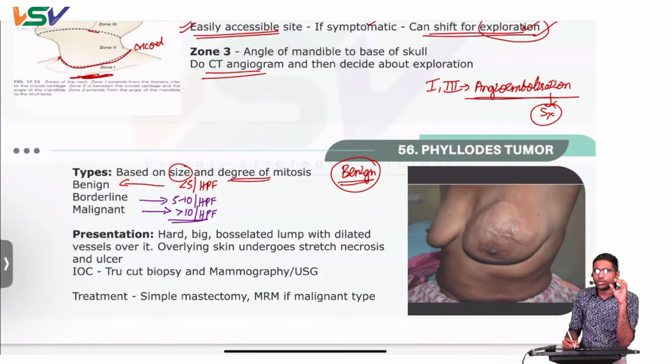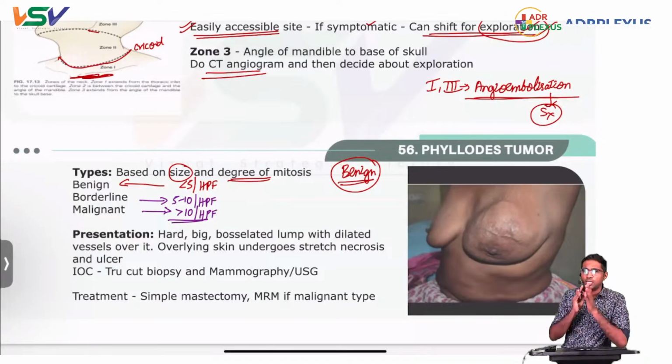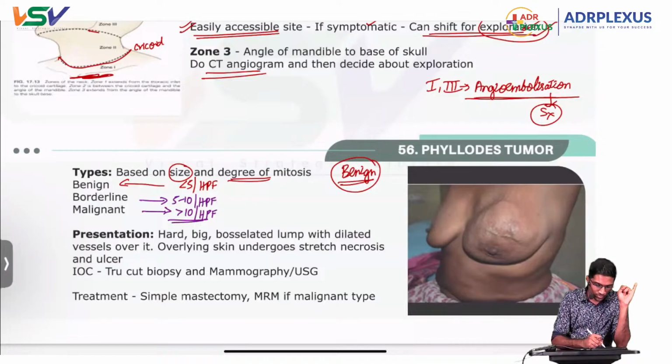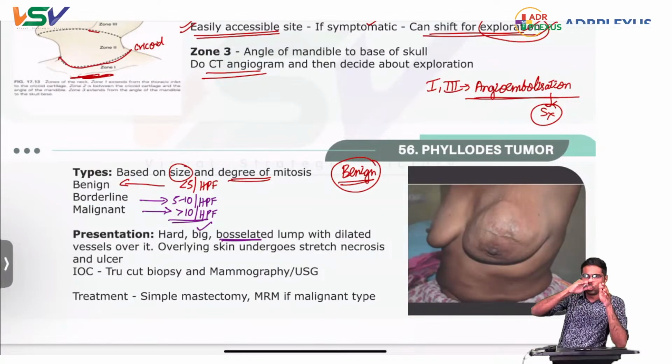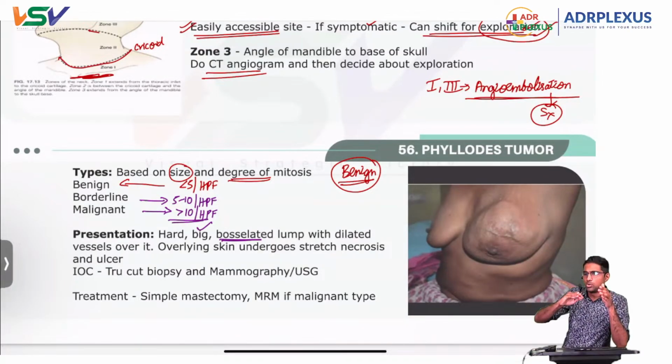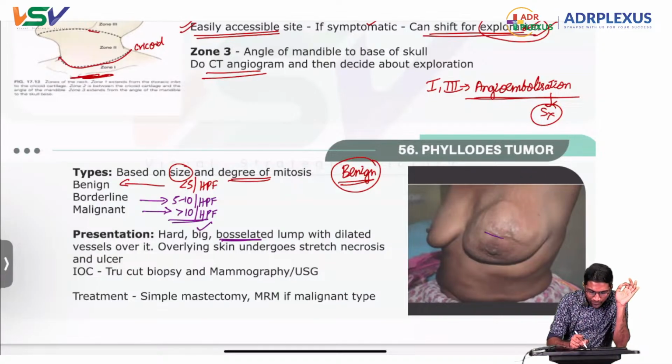Okay, they will give a very, very classical presentation. The entire breast is enlarged, the mass is occupying the entire breast, a big lesion, and bosselated. Bosselated means it will be having grooves in between, up, down like that. It will be a bosselated appearance, and you can see the dilated veins that are present.